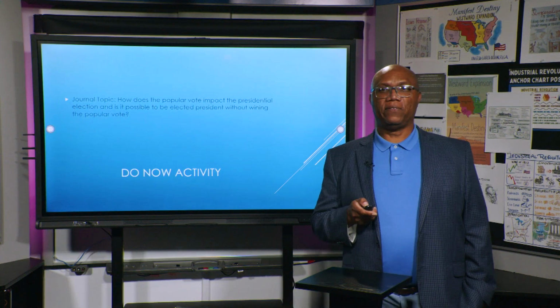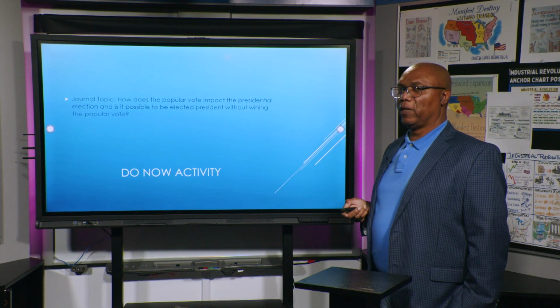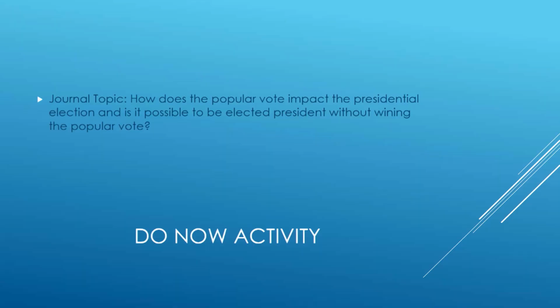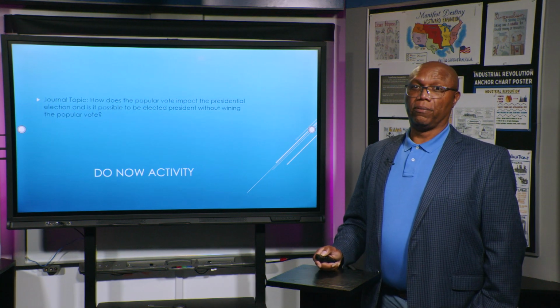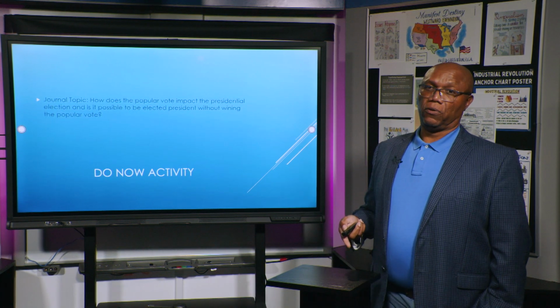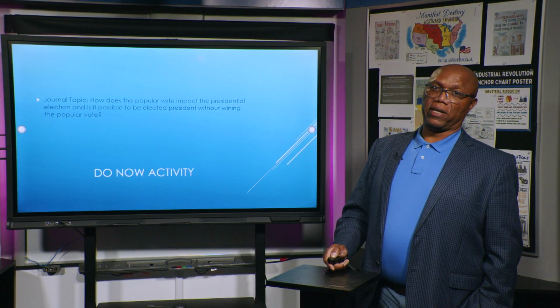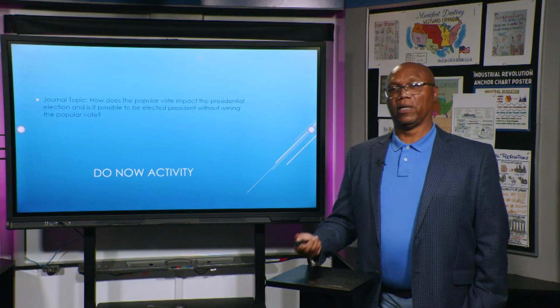Okay? Well, you should have had enough time to look at this particular question. The first part asks, how does the popular vote impact the presidential election? Well, you're not elected president of the United States because of the number of votes that you get. We've had this happen with the election of President Donald Trump and the election of George W. Bush. Neither one of them, W. Bush in the first election, and Donald Trump in 2016, won the popular vote.